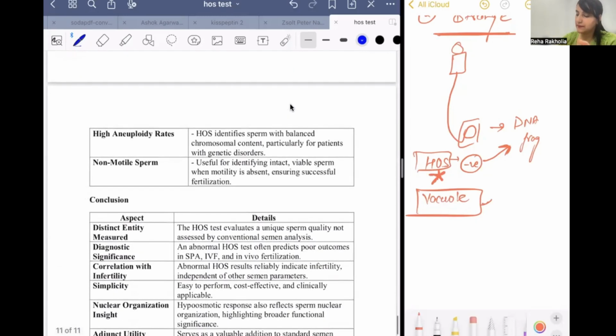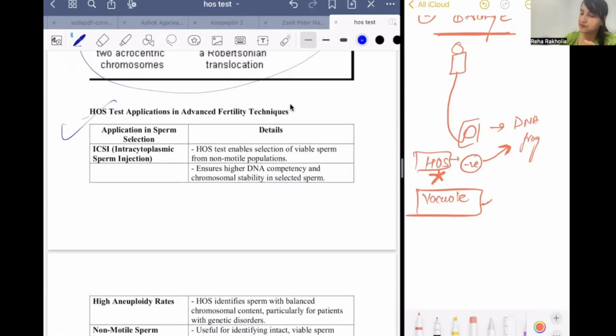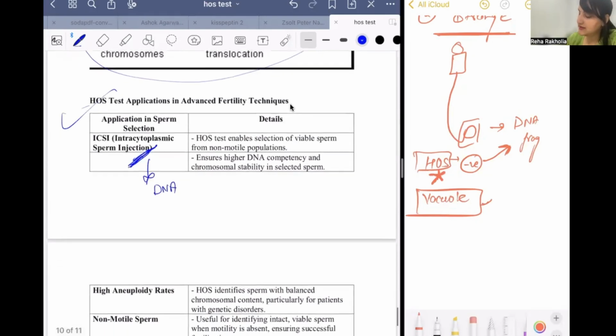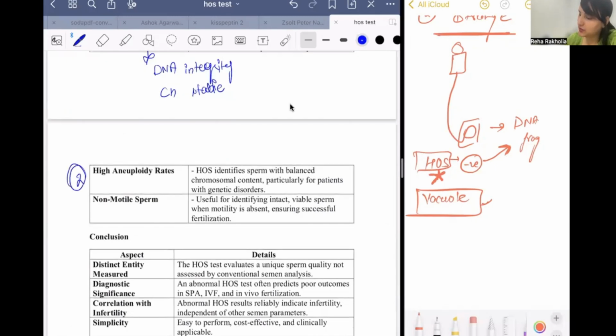Now we'll talk about the applications. First, application in sperm selection. We use this method in ICSI. It facilitates selection of viable sperm from a non-motile population using the HOS test in ICSI. This ensures higher DNA integrity and chromosomally stable selected sperm.